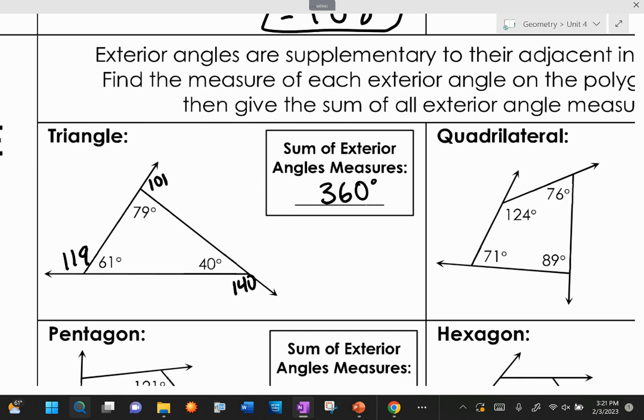Okay, now do the quadrilateral, pentagon, and hexagon exteriors. Add, stop talking, please. I love our enthusiasm with shapes. Quadrilateral, pentagon, and hexagon. Please do the rest of those. Then tell me if you see a pattern on what the exterior angle measurements would be.